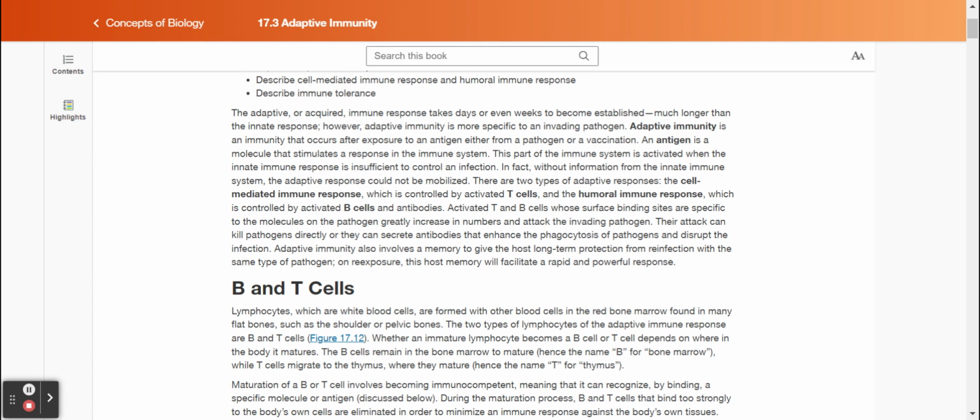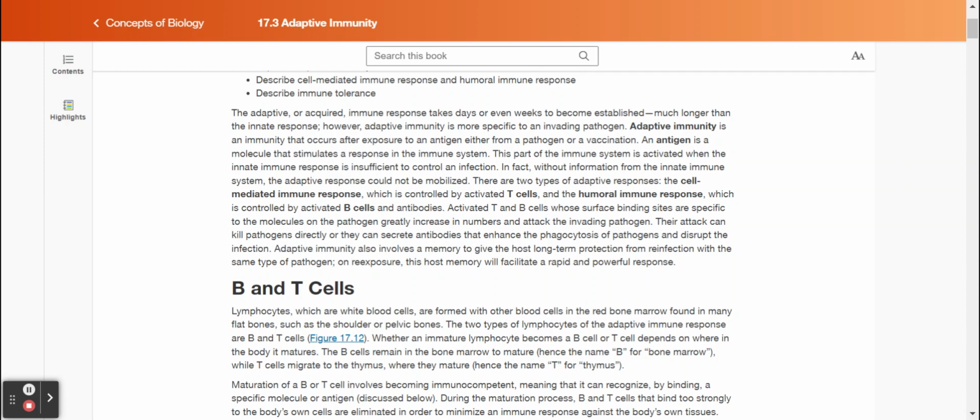This part of the immune system is activated when the innate immune response is insufficient to control an infection. In fact, without information from the innate immune system, the adaptive response could not be mobilized. There are two types of adaptive responses: the cell-mediated immune response, which is controlled by activated T cells, and the humoral immune response, which is controlled by activated B cells and antibodies.